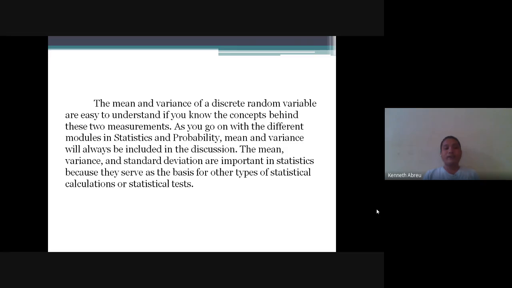The mean, variance, and standard deviation are important in statistics because they serve as the basis for other types of statistical calculations or statistical tests. Okay, so yun daw. Almost all of the topics in statistics and probability ay meron siyang process ng pagkuha ng mean, variance, at saka standard deviation. Okay?